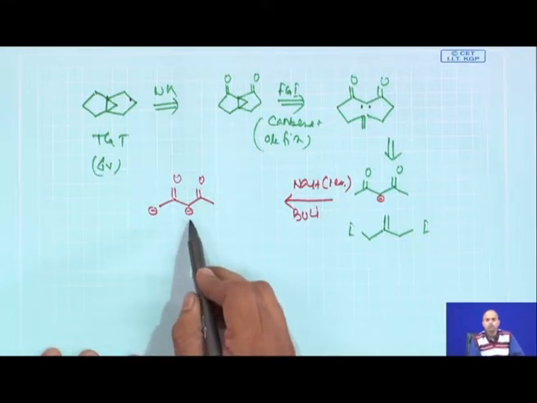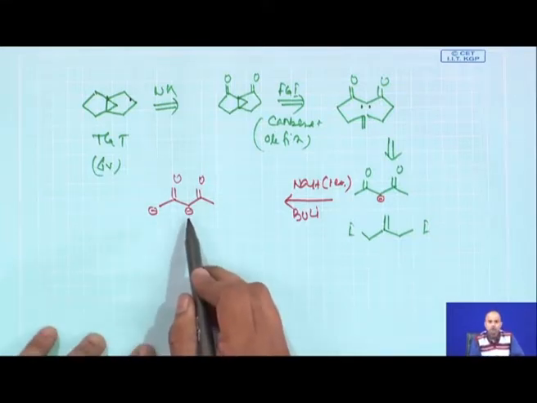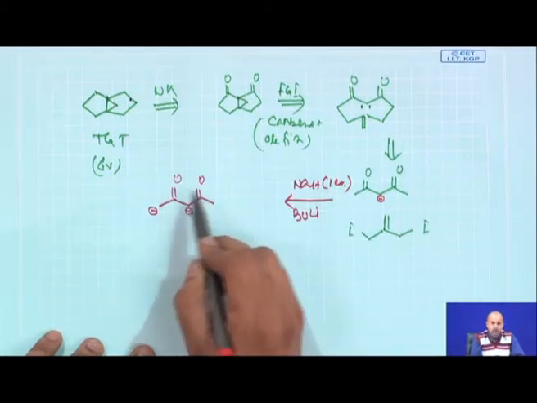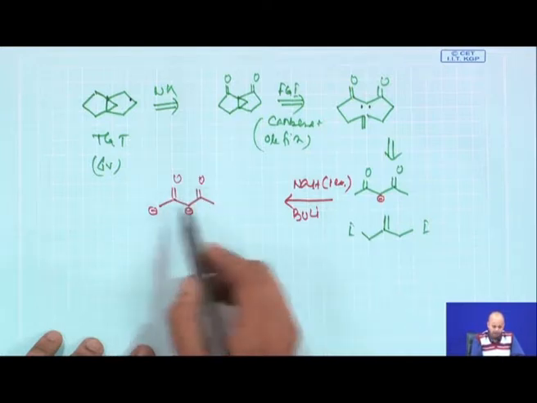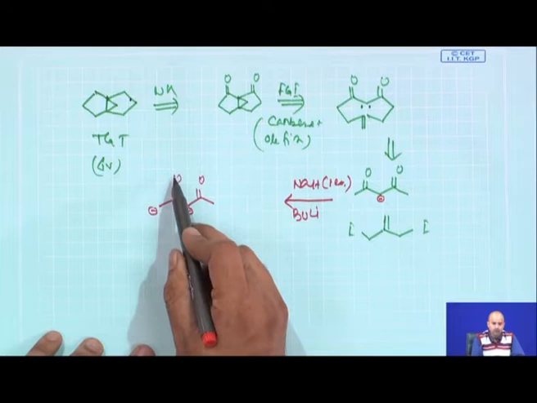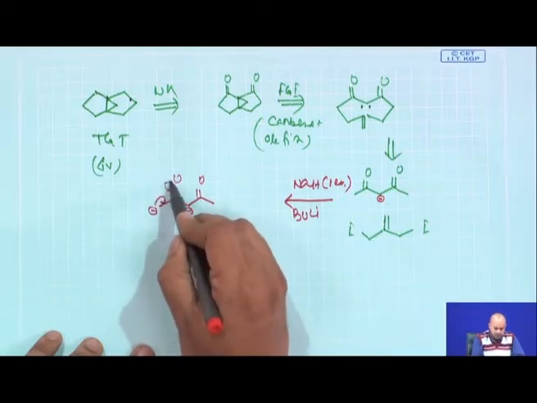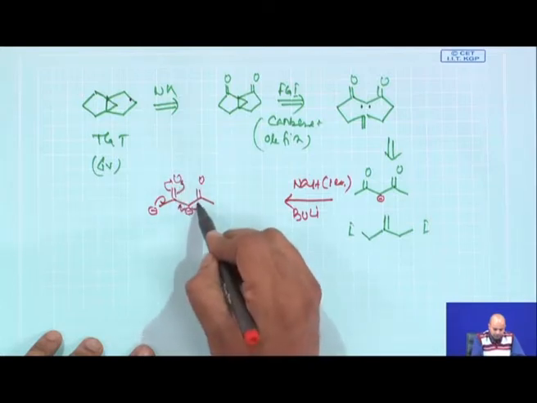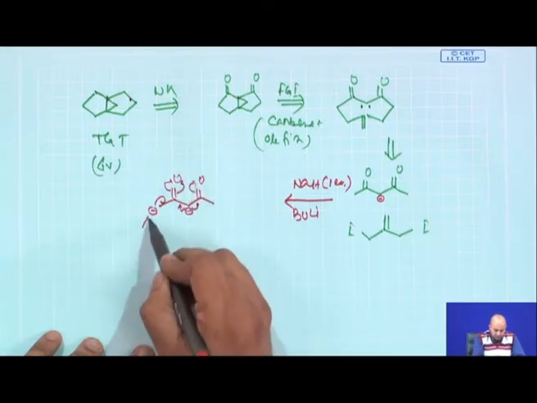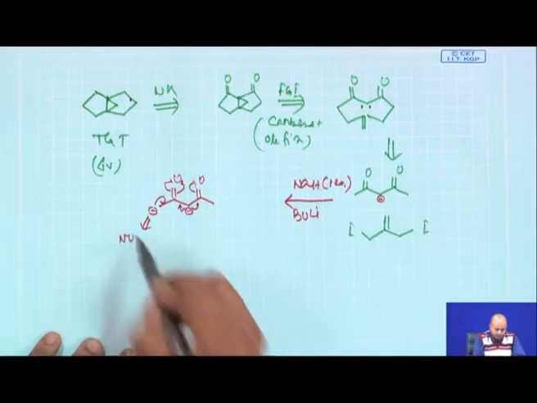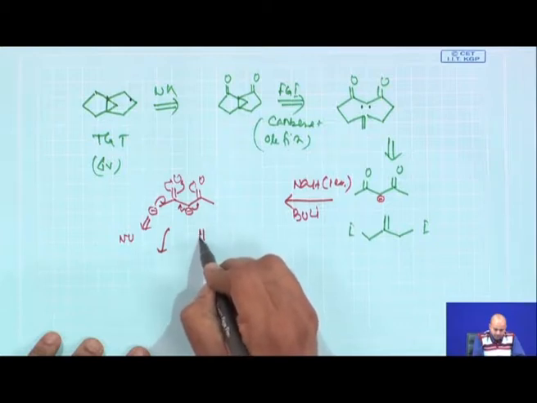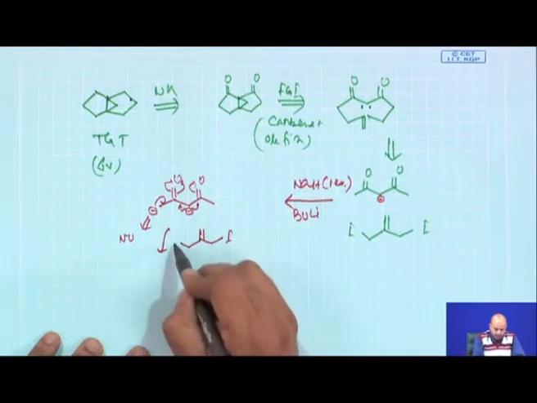Now, out of these two minus charges, which one is more nucleophilic? The minus charge flanked by two carbonyls is much more dissipated. In the other case it was dissipated only with one carbonyl, but in this case it is with this as well as with this. So, this one is much more nucleophilic, and then we will be using this particular electrophile.